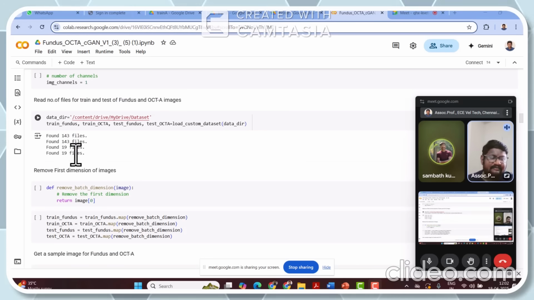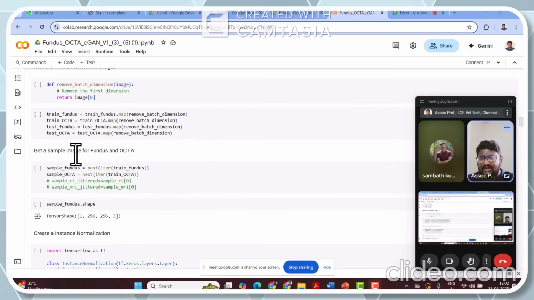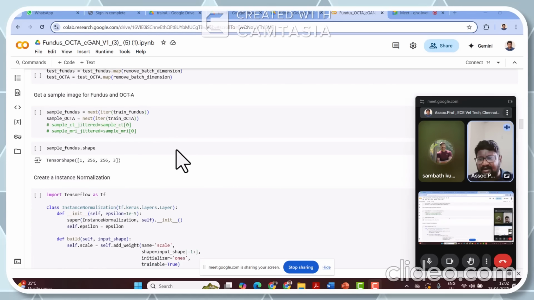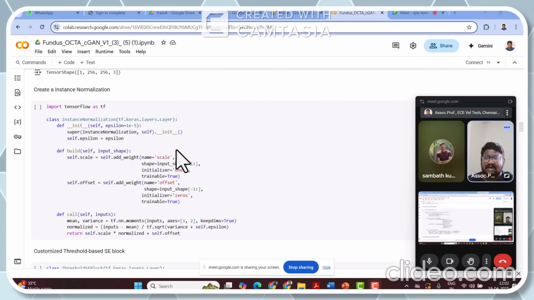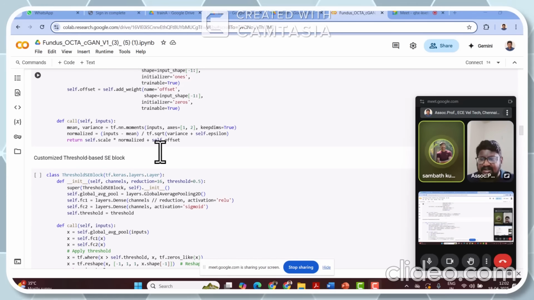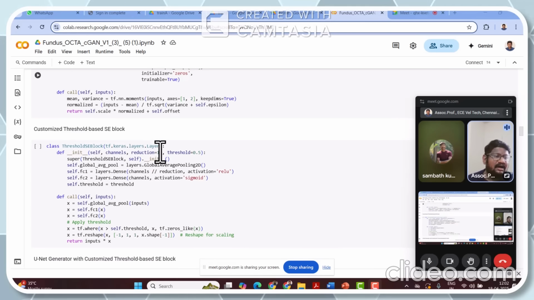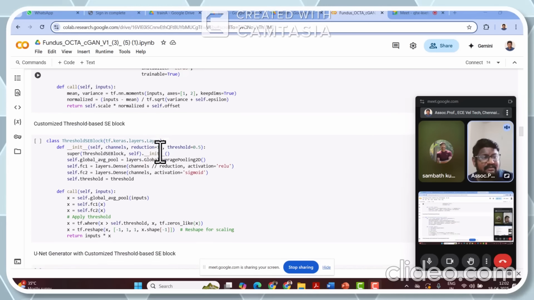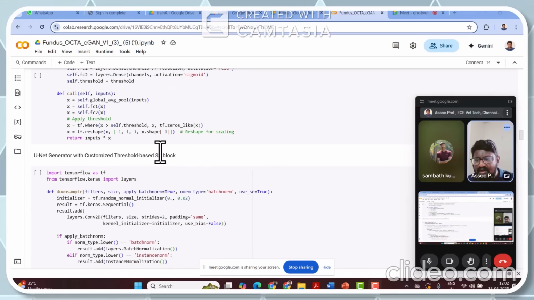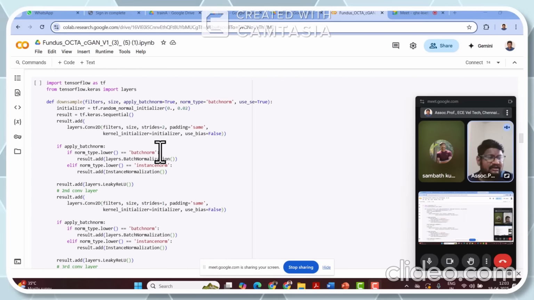And remove batch dimension. Again, we are removing the unwanted dimension, the batch size, and all normalization and threshold SE block. All these things will be explained by our colleague Dr. Sambat Kumar. And coming to this is downsampling. Downsampling involved in the U-Net architecture. That will also be explained by Dr. Sambat Kumar.